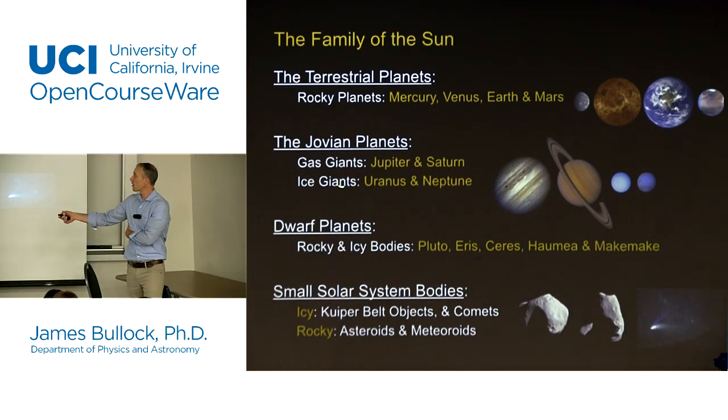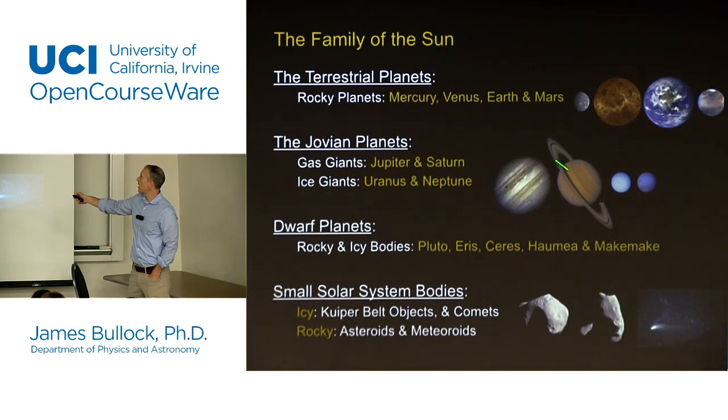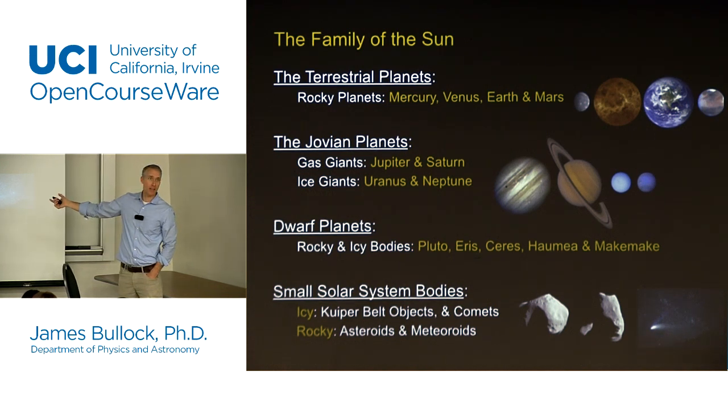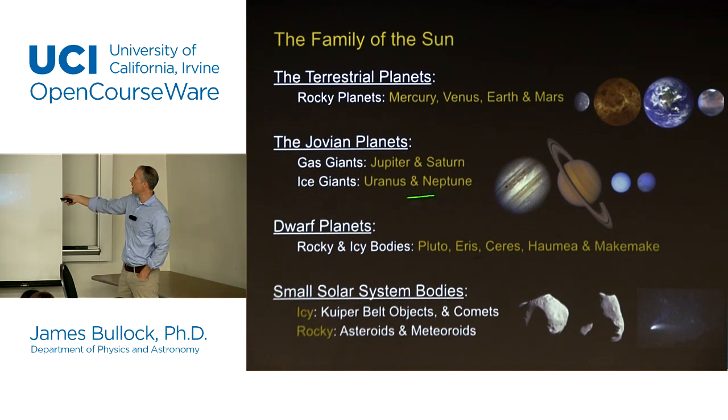The Jovian planets are Jupiter and Saturn, and these are called gas giants. They're mostly made of gas, hydrogen, and helium. And then we have the so-called ice giants, Uranus and Neptune, that are out here. These are called the Jovian planets. So these outer planets, these bigger planets, are called the Jovian planets, and the inner ones are called terrestrial planets.